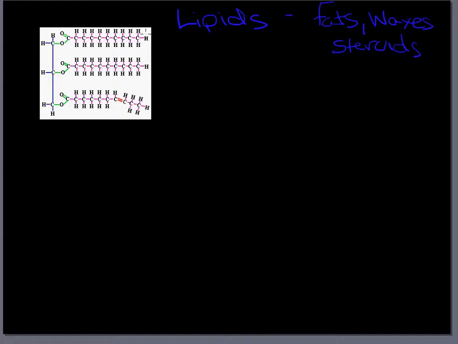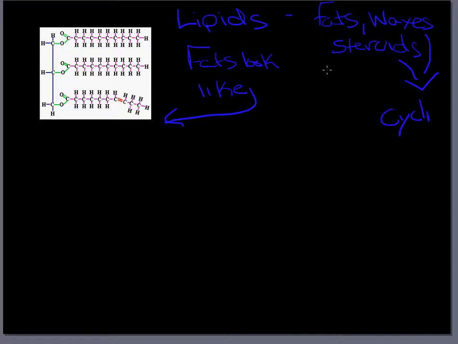So when we look at a lipid and we look at the diagram, typically what we're looking at are your fats. Okay, your waxes and your steroids tend to be cyclic structures. So when we're talking about lipids, we are probably most of the time talking about things that look like that picture that you see there.